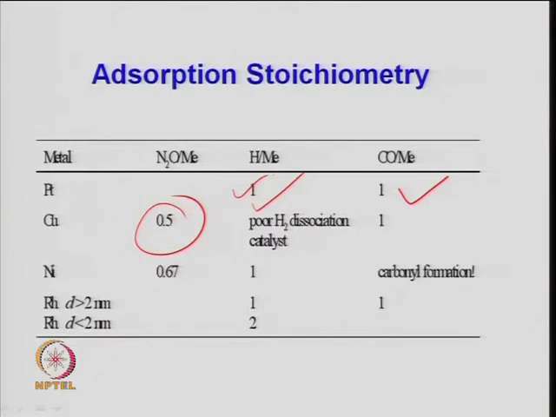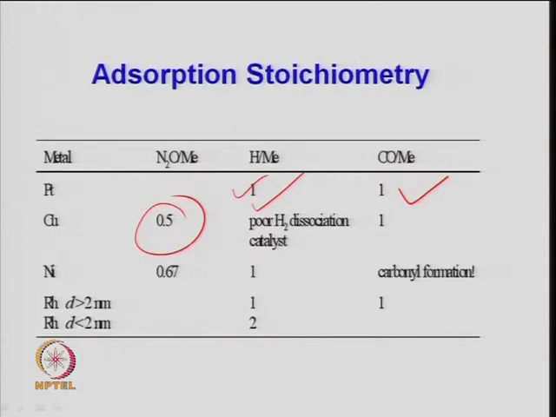For copper, the hydrogen adsorption is poor, so it is a poor hydrogen dissociation catalyst. So, generally for copper based catalysts, hydrogen should not be used. Cobalt, if you take carbon monoxide gas, then it is 1:1. One molecule of CO will adsorb on the metal site.